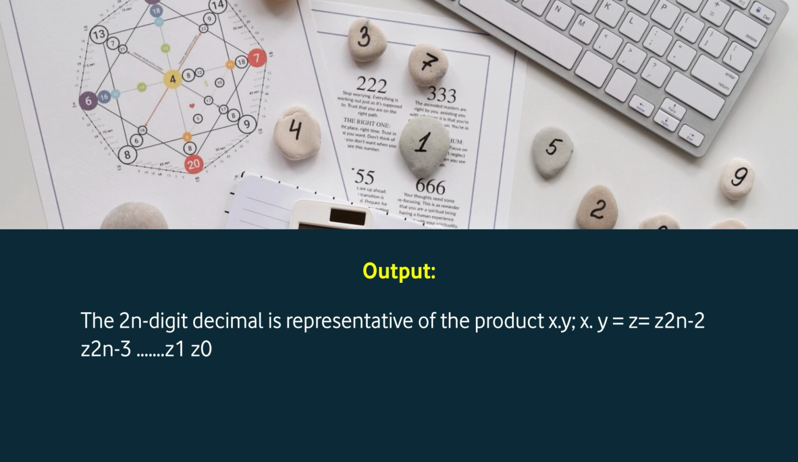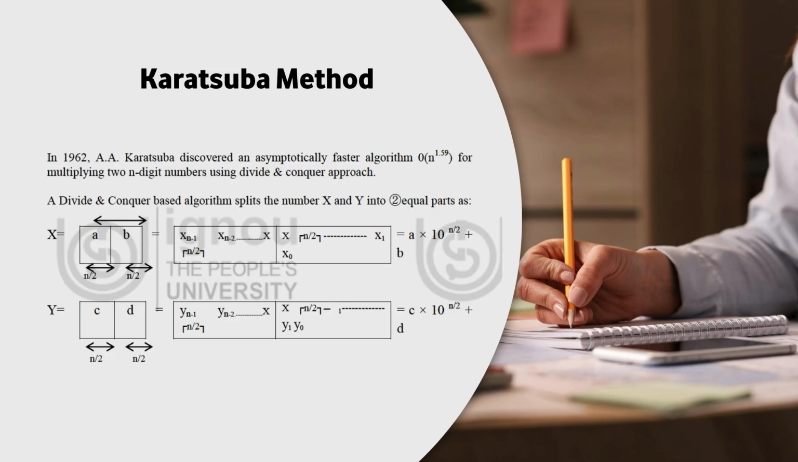The product is stored in another variable z, with digits z 2n minus 1, z 2n minus 2, and so on up to z1 and z0. One method followed here is referred to as the Karatsuba method. In 1962, a mathematician named Karatsuba discovered a faster way to multiply two integers, with a complexity of n raised to power 1.59.